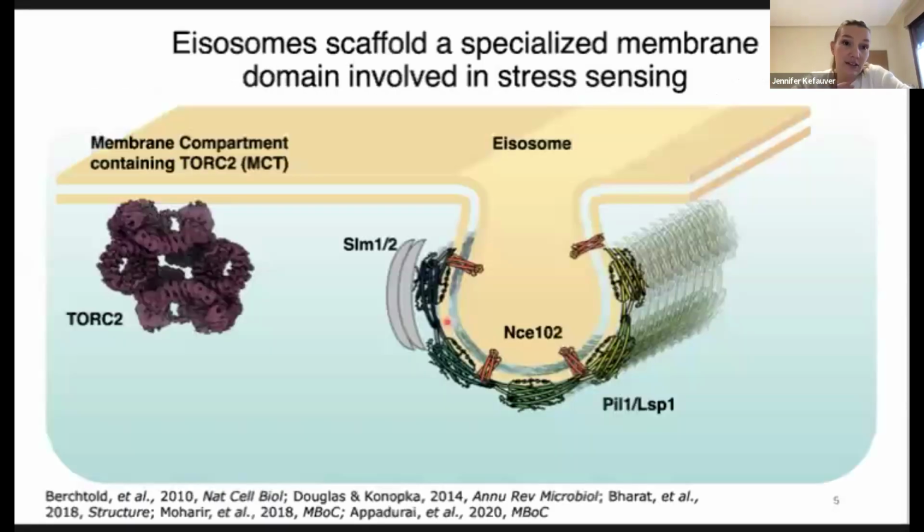What is clear, though, is that functionally, the eisosomes have a role in sensing stresses on the plasma membrane. Under steady-state conditions, eisosomes sequester several proteins, including SLM1 and NCE102, and these are TORC2 regulators.